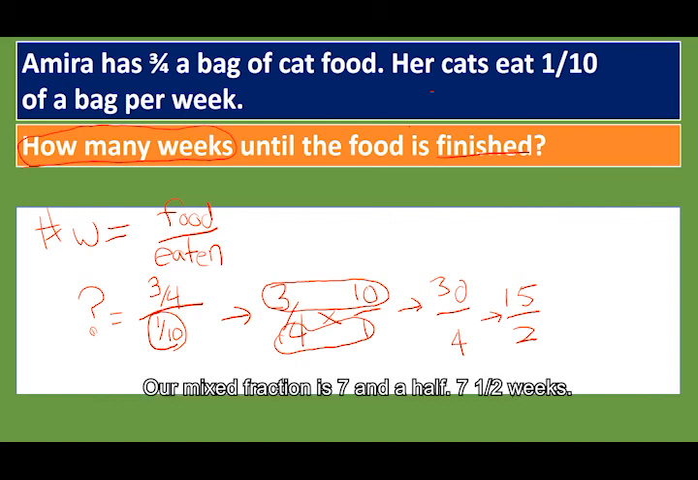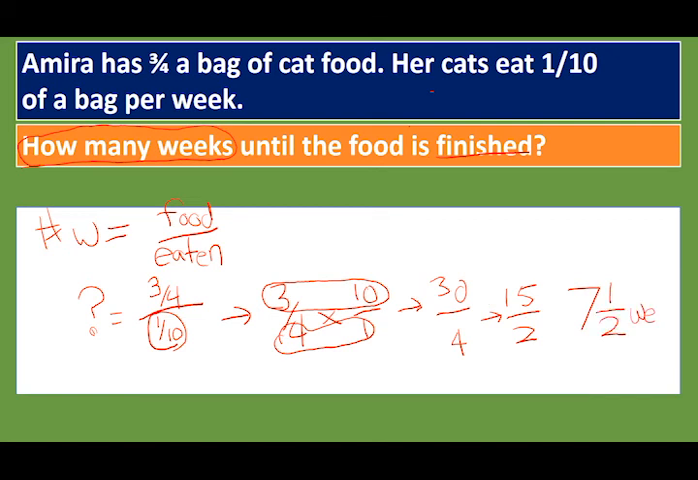Our mixed fraction is 7 1/2, or 7.5. 7.5 weeks until the food is finished. Was that your answer? I think so. Good job.